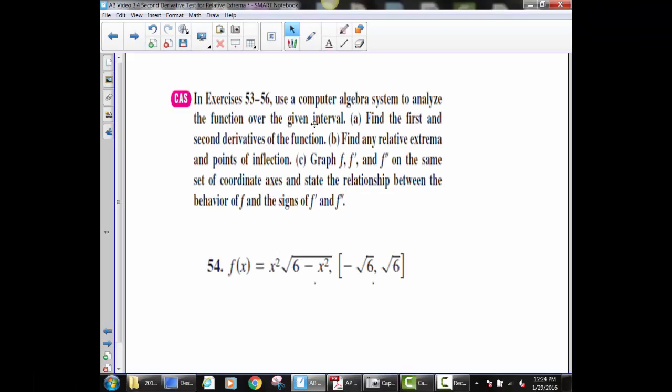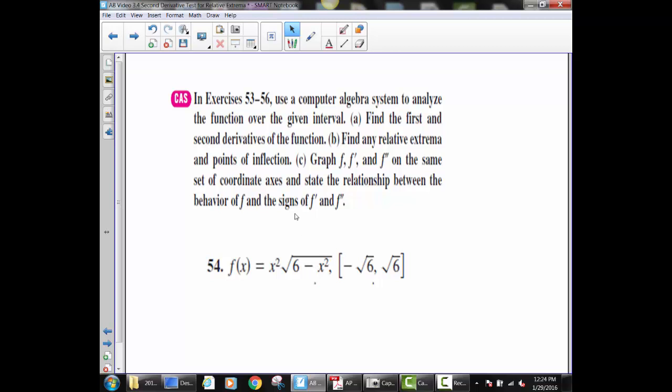Okay, this is asking you to use a calculator. Find the first and second derivatives of the function. Find any relative extrema and points of inflection. We're assuming they're talking about doing that visually. And then graph f prime and f double prime on the same set of coordinate axes and state the relationship between the behavior of f and the signs of f prime and f double prime.